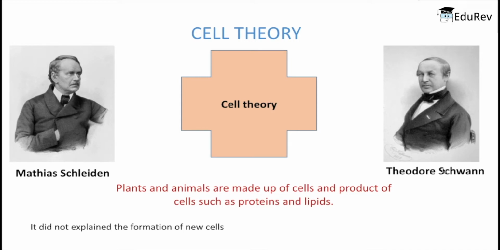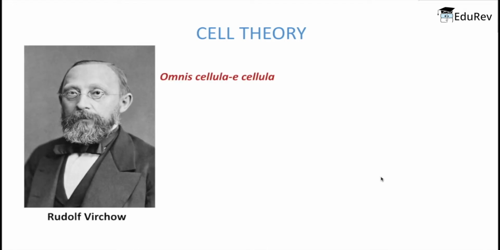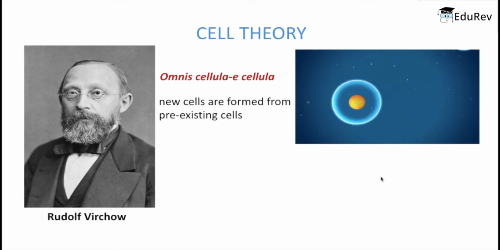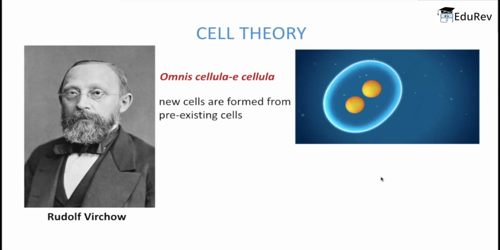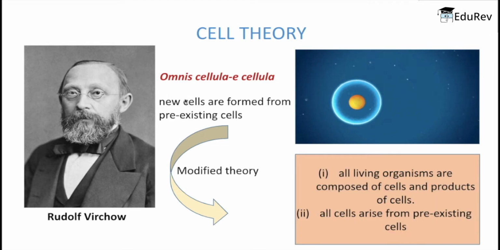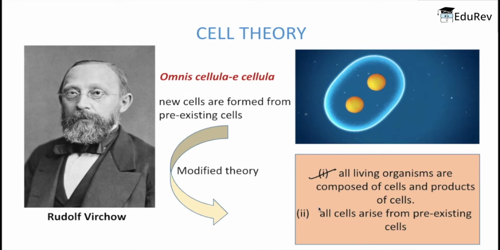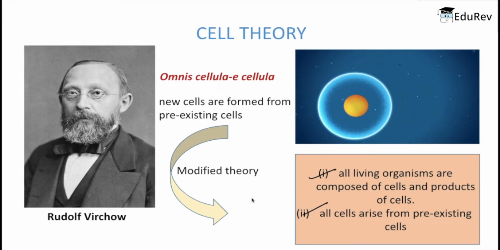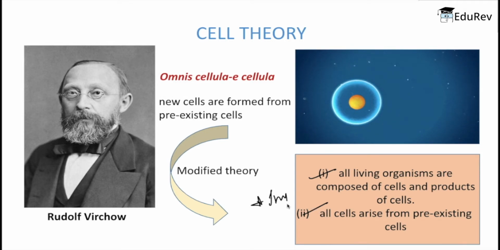This theory was later studied by Rudolf Virchow in the year 1855. Rudolf Virchow coined a Latin phrase, omnis cellula e cellula, which means that new cells are formed from pre-existing cells, and the same thing you can see happening in this animation on your screen. According to this fact, he modified the cell theory, which now states that all living organisms are composed of cells and products of cells, and secondly, all cells arise from pre-existing cells, which makes this point really important.